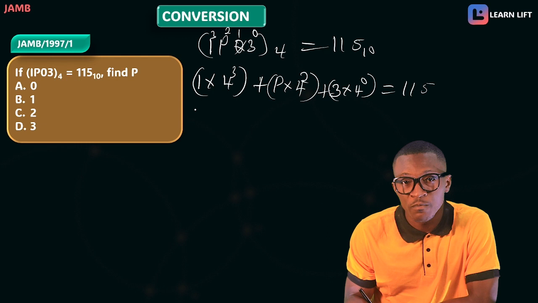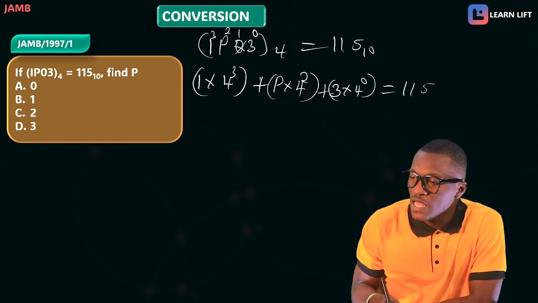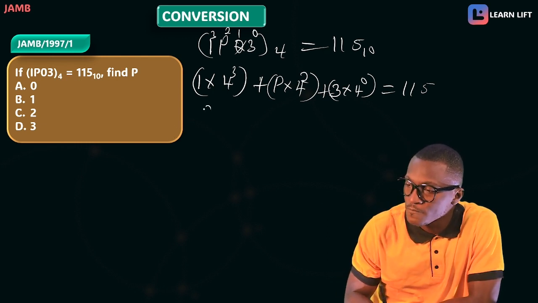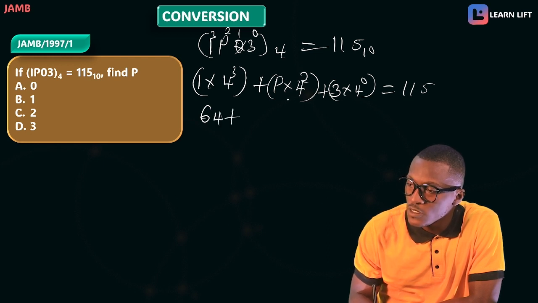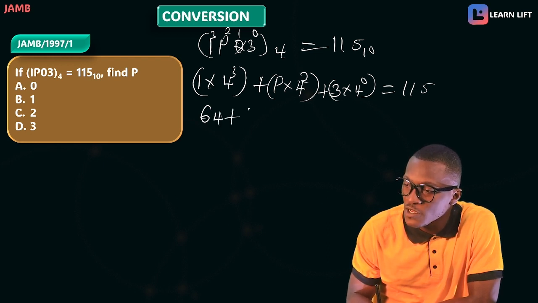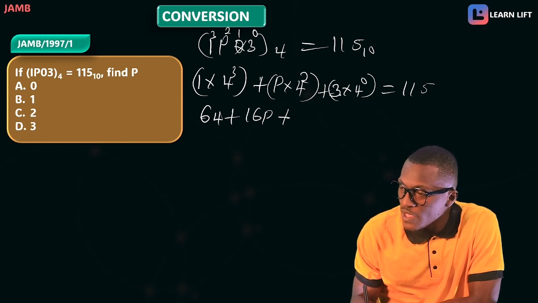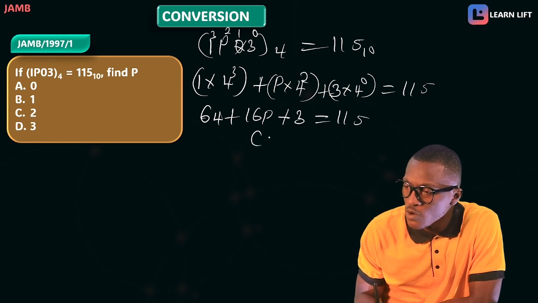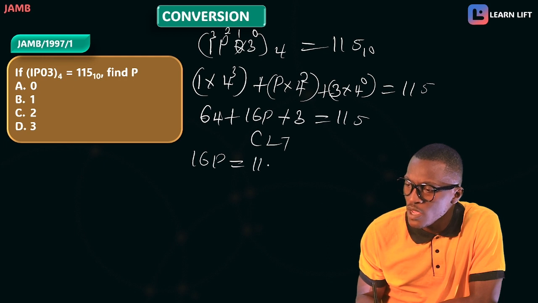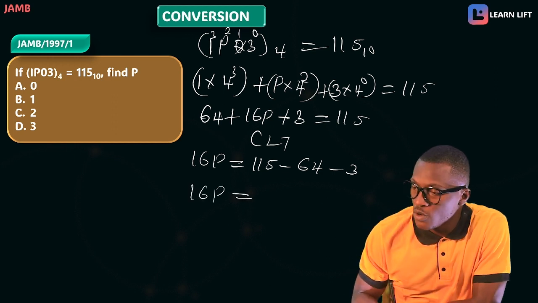That becomes, what's 4 raised to power 3? That's 4 times 4 times 4. That will give me 64 plus 4 squared is 16. 16 times p, that will give me 16p, plus 4 raised to power 0 is 1, right? 1 times 3 will give me what? 3 is equal to what? 115. From here we can collect like terms. So it now becomes 16p is equal to 115 minus 64 minus 3. Therefore 16p will be, that will give me what? 48.